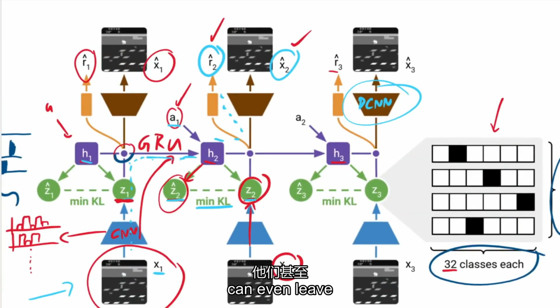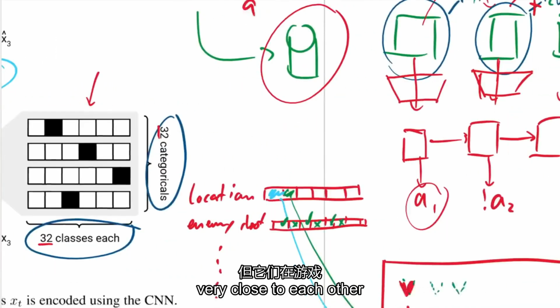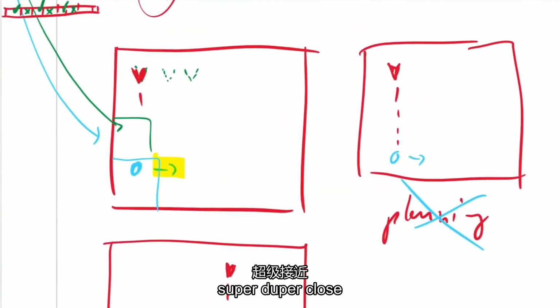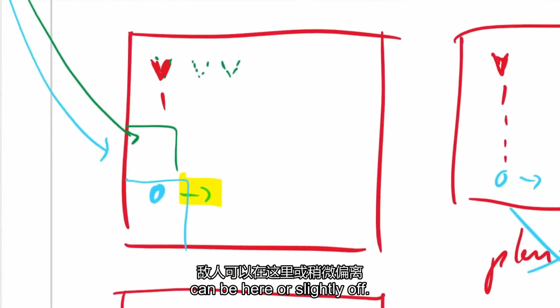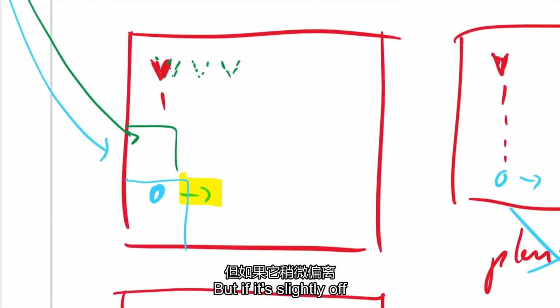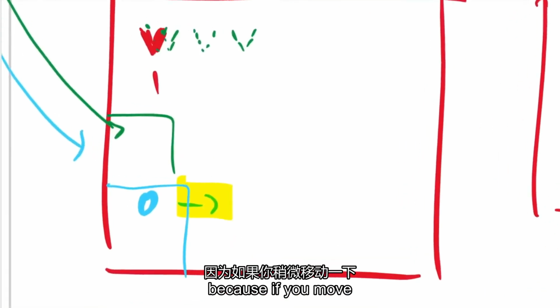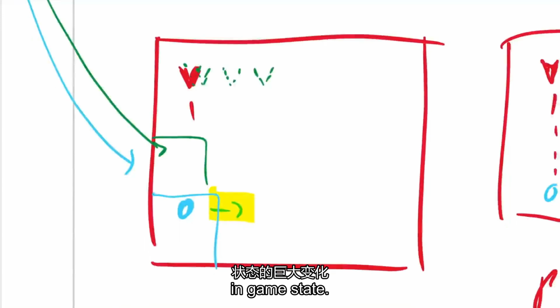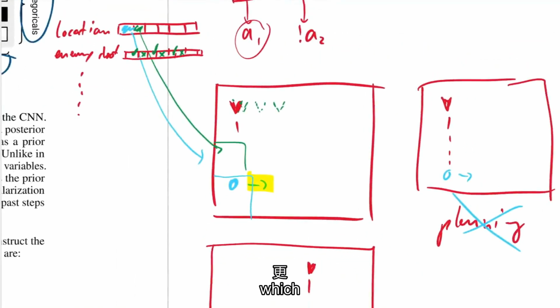In fact, they say they can even leave away the reward predictor for the world model. So you learn to reconstruct the images. However, two images can be very close to each other, but mean different things in the game. So two images can be super duper close, like an enemy can be here, or slightly off, right? But if it's slightly off, it doesn't hit you, and therefore you're all good. Now, these two states are still pretty close because if you move a bit, you're likely to get hit. But sometimes a little bit of a change in image can mean actually a big change in game state. And vice versa, which is actually even worse. A big change in image can mean like it doesn't matter.